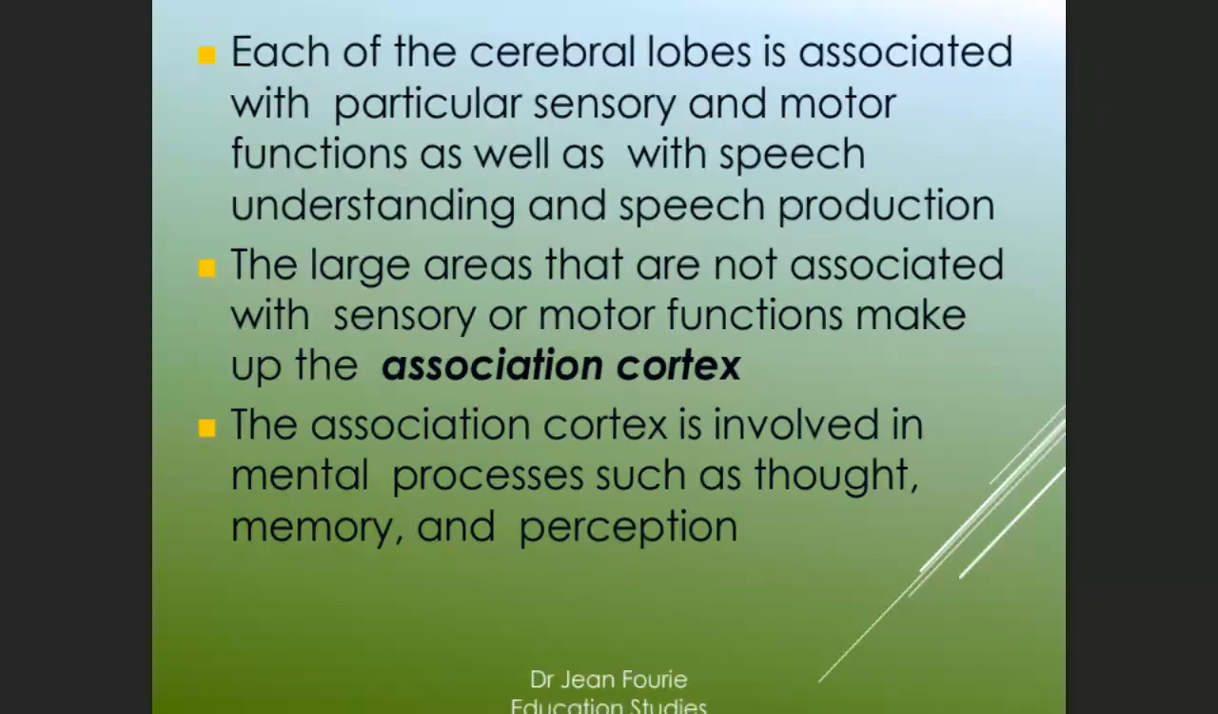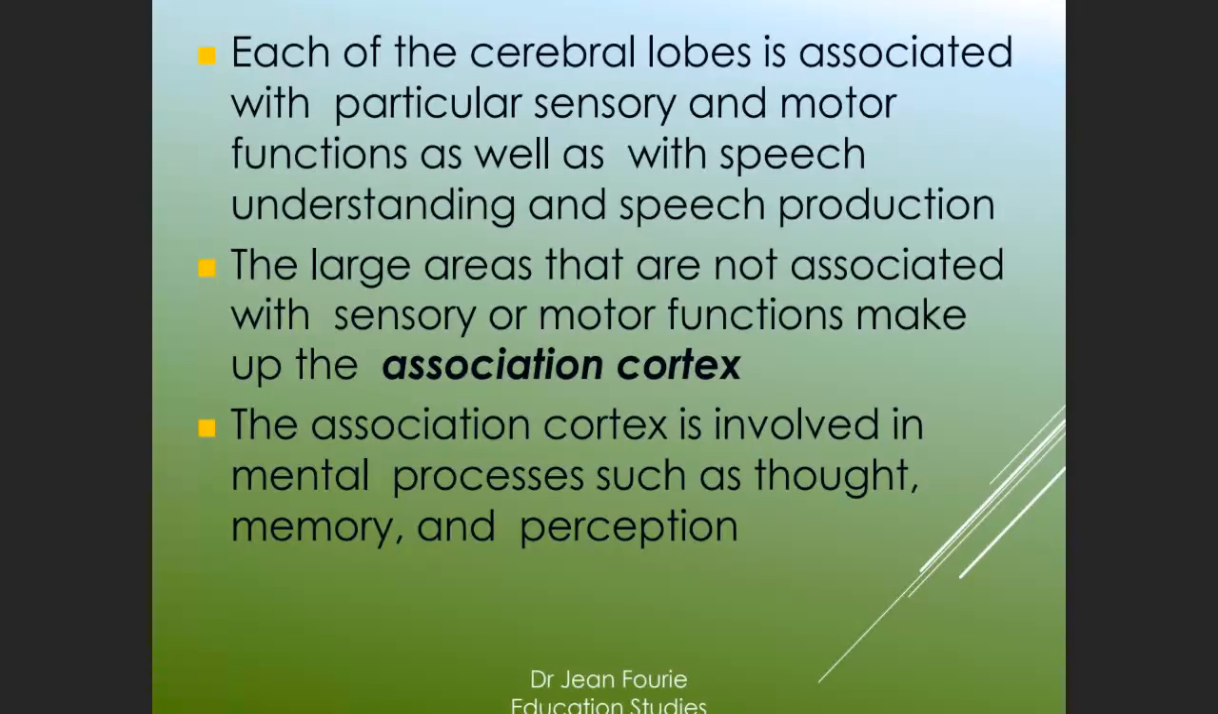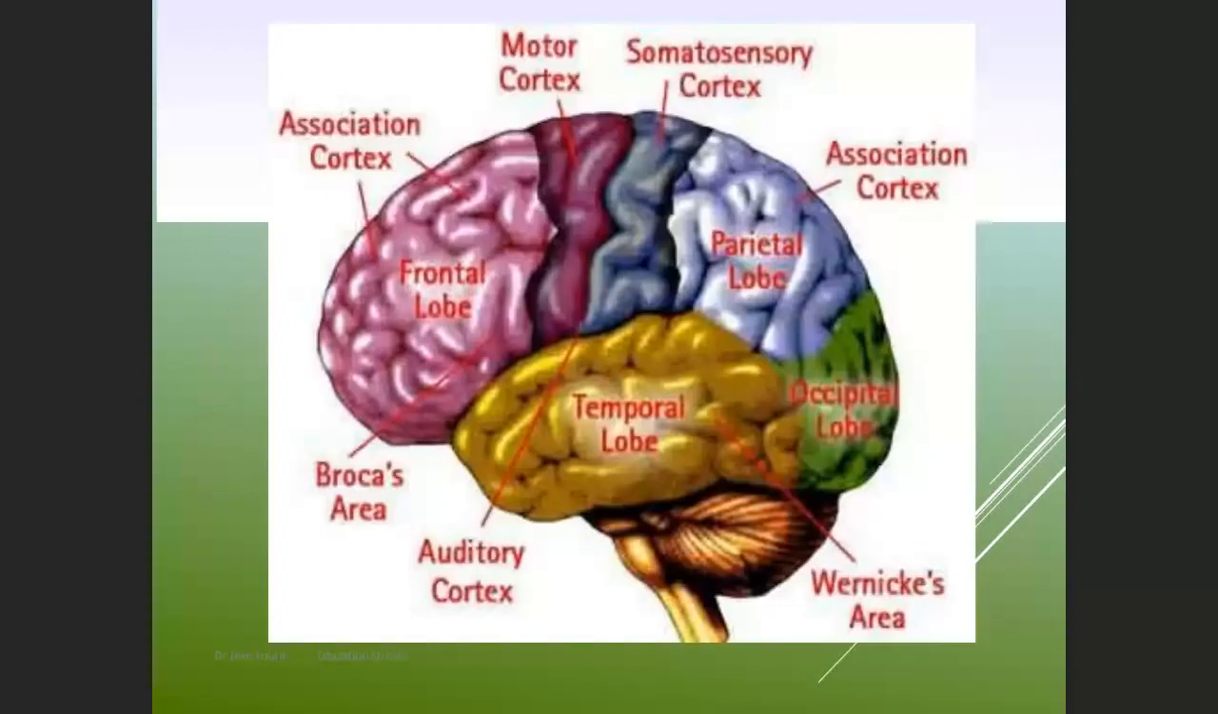There are large areas in the brain, also in the cerebral cortex, that are not associated with sensory or motor functions, and they make up the association cortex. These are involved in mental processes such as thought, memory, and perception, making sense of the world around us and understanding what we are seeing.